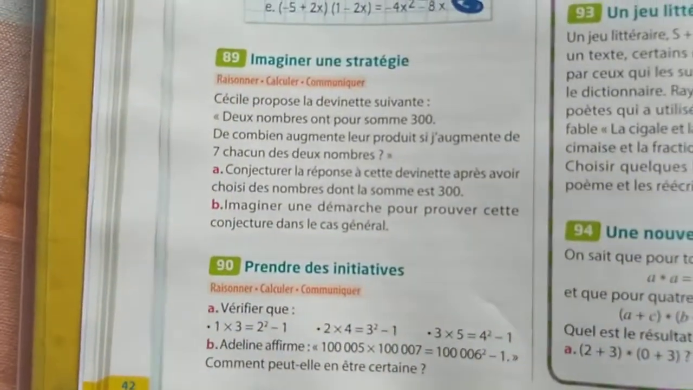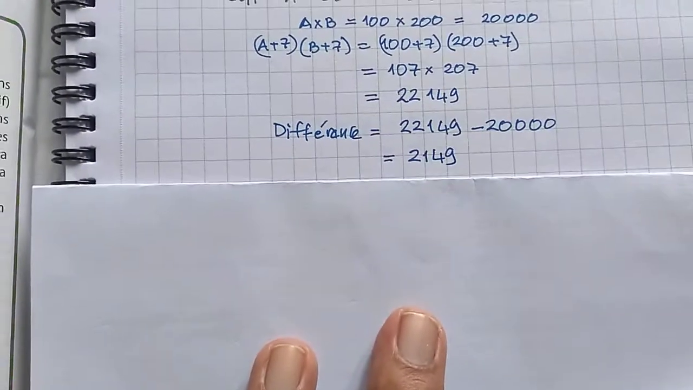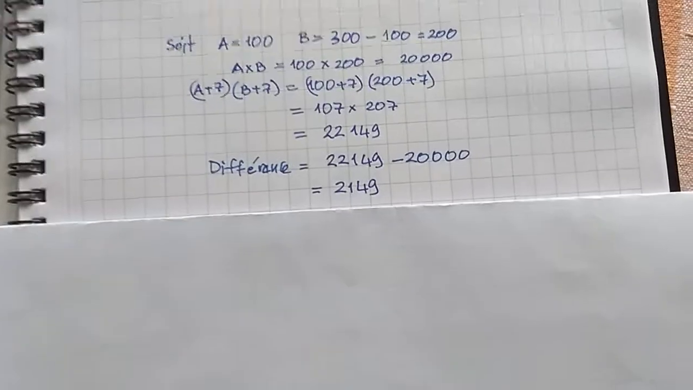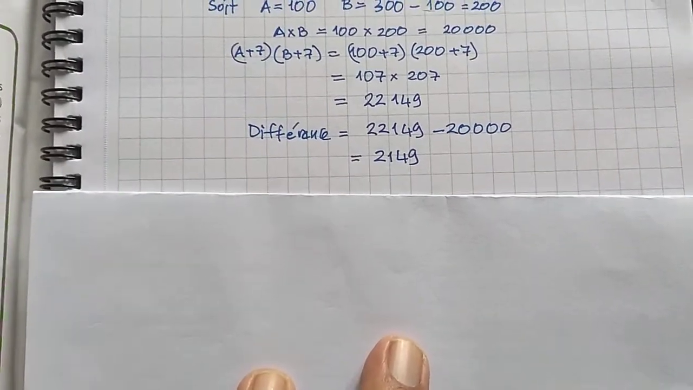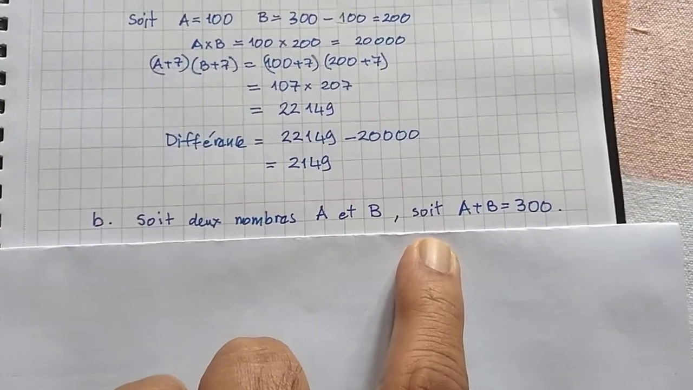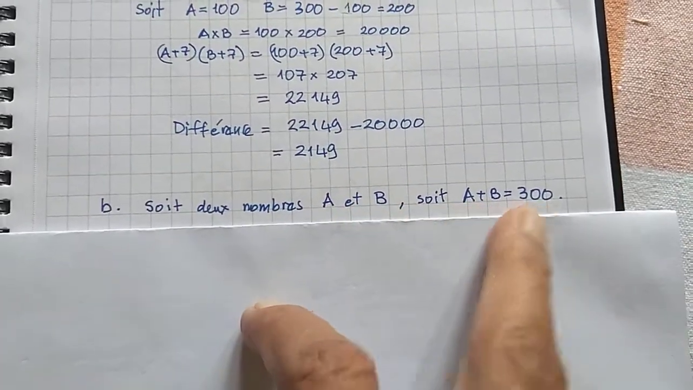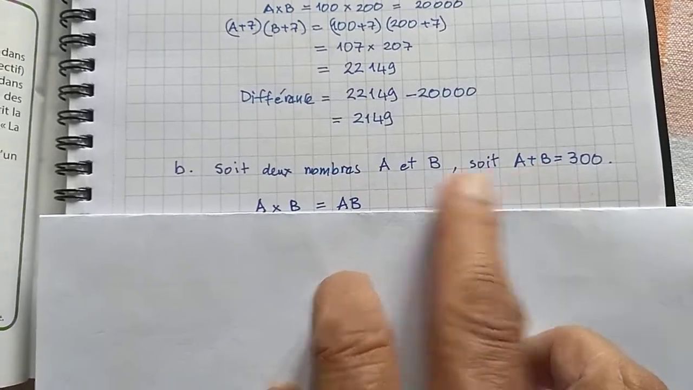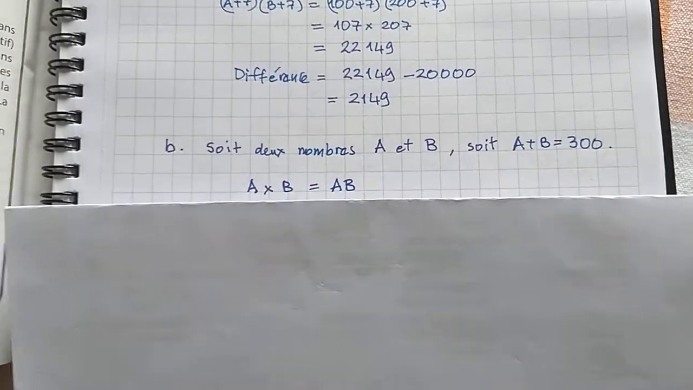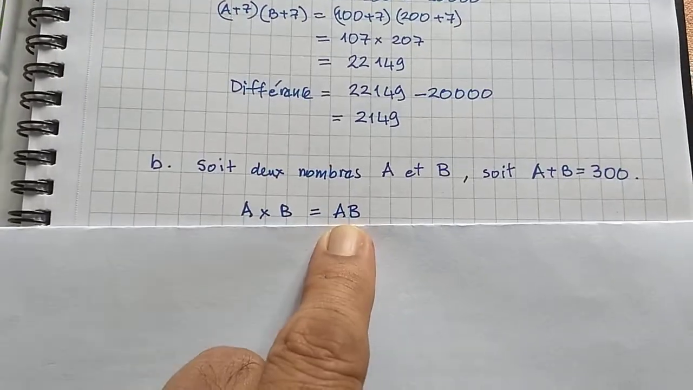Imaginez une démarche pour prouver cette conjecture dans le cas général. So, there are two ways of doing it. One is a slightly elegant way and one is a slightly simpler way. Ritul did the elegant way and we'll start with that first. Soit deux nombres a plus b et soit a plus b est égal à 300. Now, we are not given these values, we just know this. Quel est le produit de A et B? A fois B est égal à AB. That's all we can say at this moment. We know nothing more. We don't know A and B, so we cannot tell what exactly this value is. We just say it is AB.